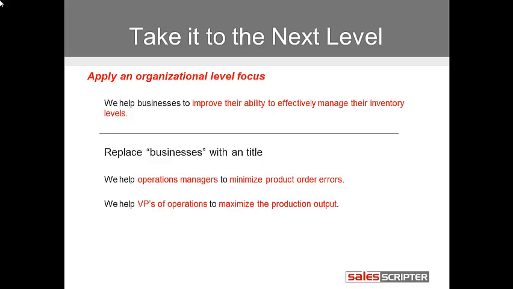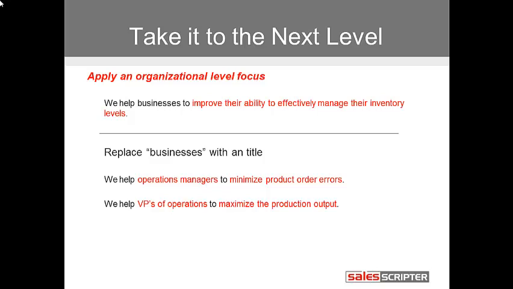Because every organization has different levels. You've got the low level manager, the middle manager, director, VP, owner, whatever. And those people are concerned about different things. They have different jobs and different pains, and you could have different messaging. So talking about inventory management, we help operations managers to minimize product order errors. That might be something that managers are very concerned with. But a VP might not care about that. It's not his or her job.